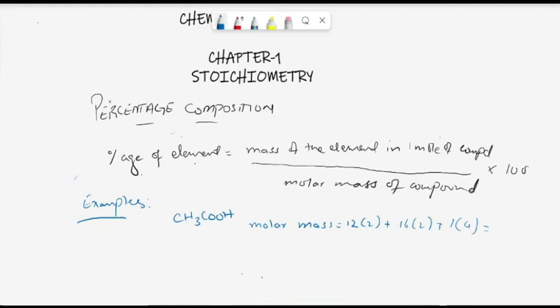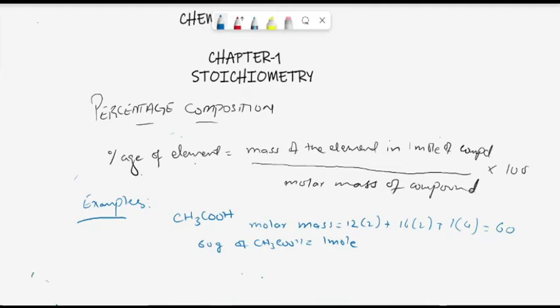And if you add all of them, 12 into 2 is equal to 24, 16 into 2 is equal to 32, and plus 4, this makes it 60. 60 grams of acetic acid is equal to 1 mole. Now 60 grams of acetic acid will have how much percentage of carbon?